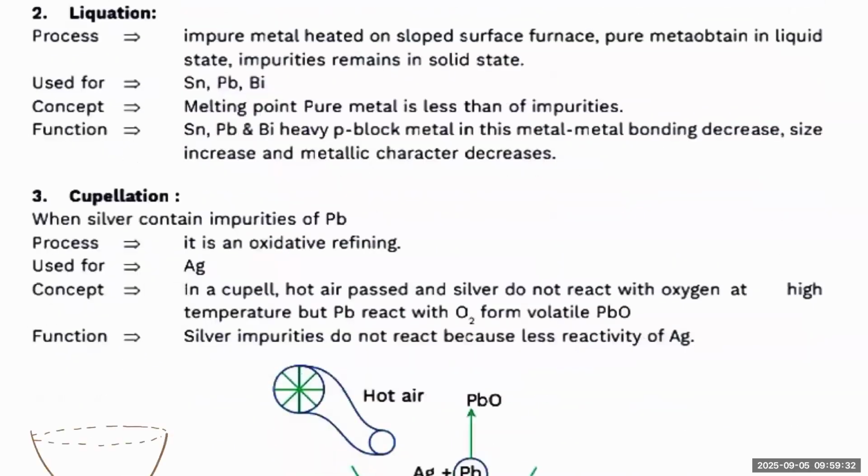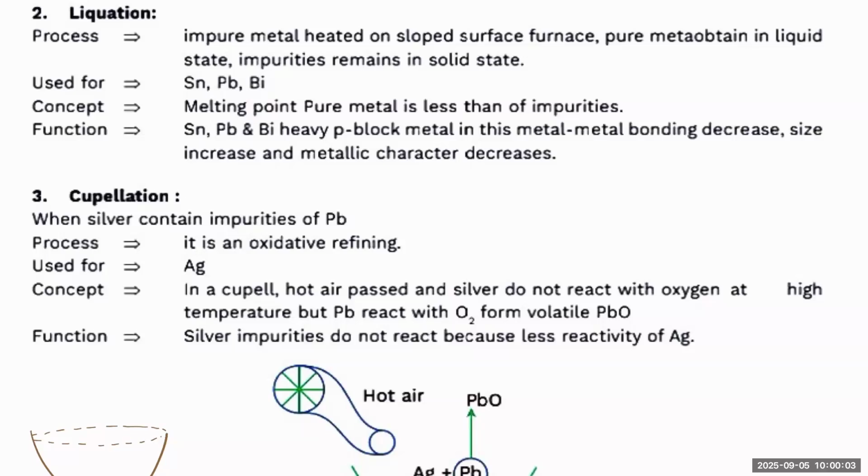The next process is liquefaction. Liquefaction is a process where the impure metal is placed on a sloped, inert surface. In that case, the pure metal is obtained in liquid state and impurities remain in the solid state. So as the heated metal is put on the slope, it slides down as a liquid.